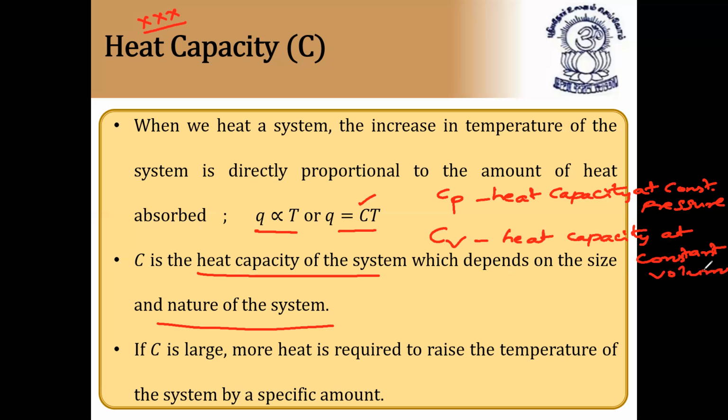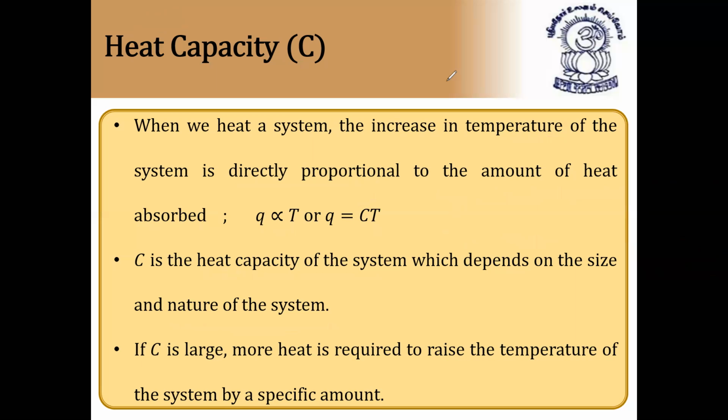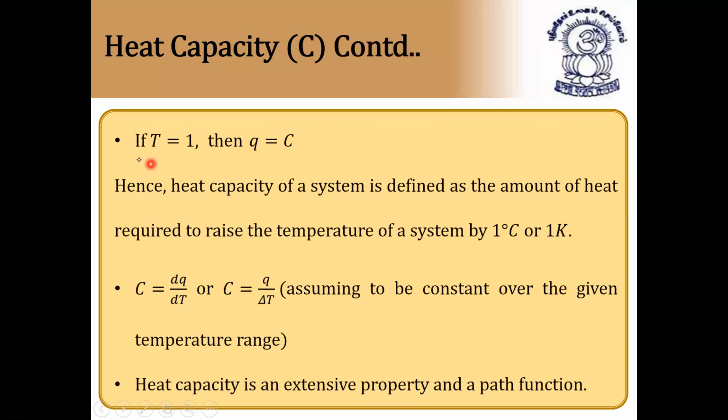So what is heat capacity? When we heat a system, the increase in temperature of the system is directly proportional to the amount of heat absorbed. For removing the proportionality, we have to use a constant, that is called heat capacity. If C is large, more heat is required to raise the temperature of the system by a specific amount. So depending on the value of C, we can give the heat. I hope it is clear. Let us see now. If T is equal to 1, then Q is equal to C, since Q is equal to CT.